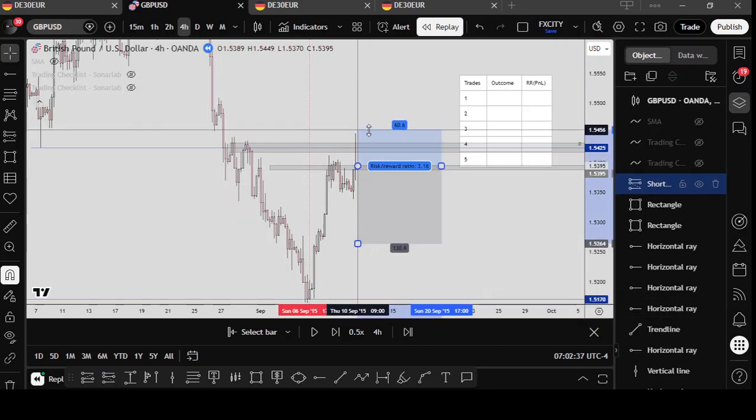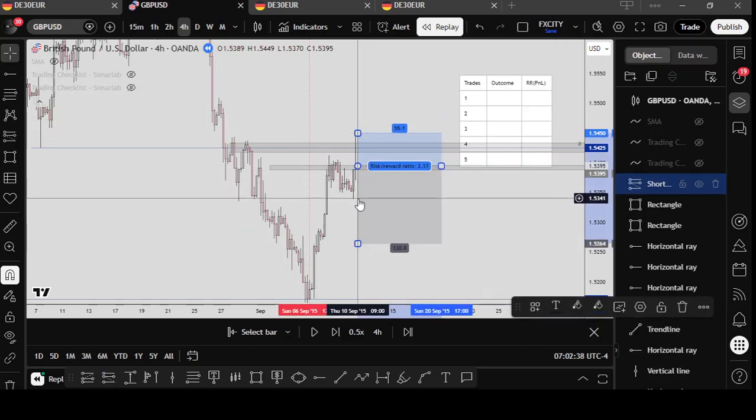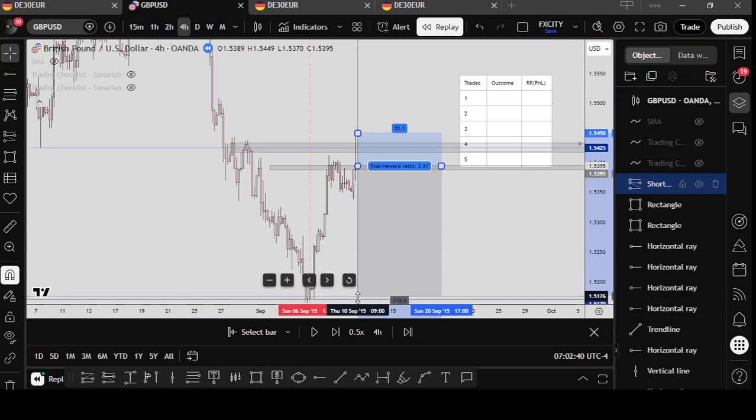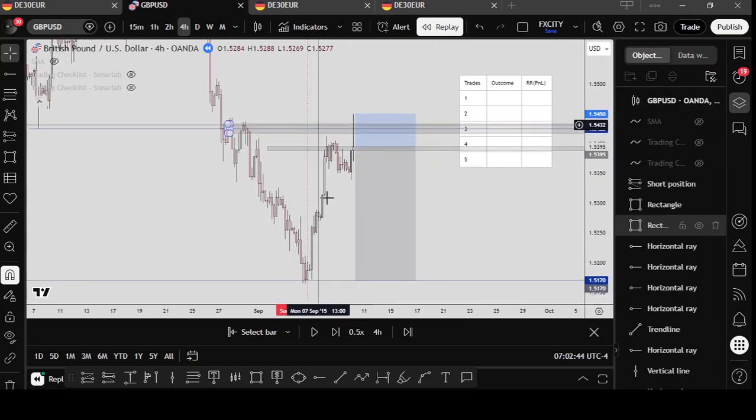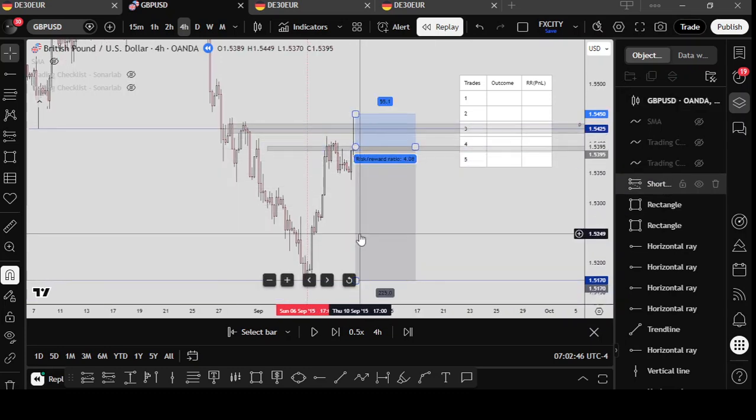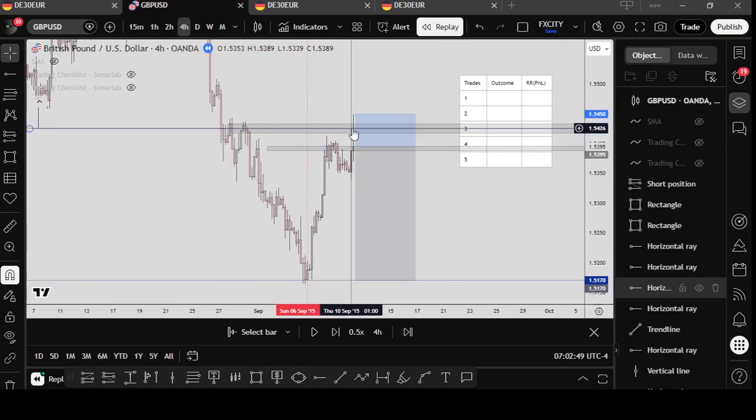So I sell there, put my stop loss here, and we have about 2, 2 4-hour candles left for this particular day to close, and we are hoping for price to stay below this area. So let's press play.